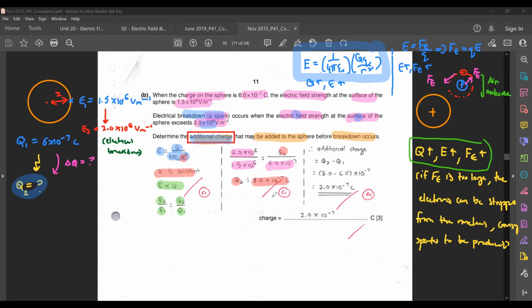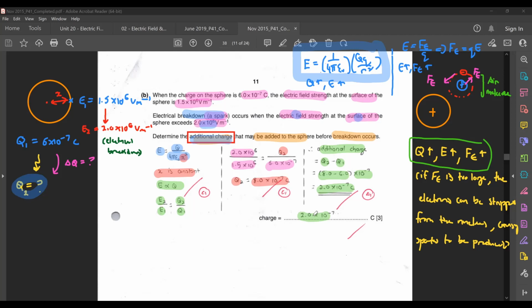But this is not the final answer because the question wants the additional charge required. So you have to do one more step of working, saying that the additional charge is the difference in the two charges, Q2 minus Q1. Eventually, you get the answer: 2 times 10 power minus 7 coulomb. This one would be your final answer. Okay, it's 2 times 10 power minus 7 coulomb.